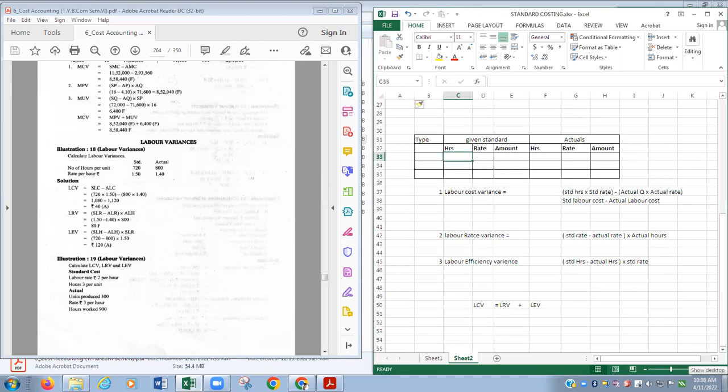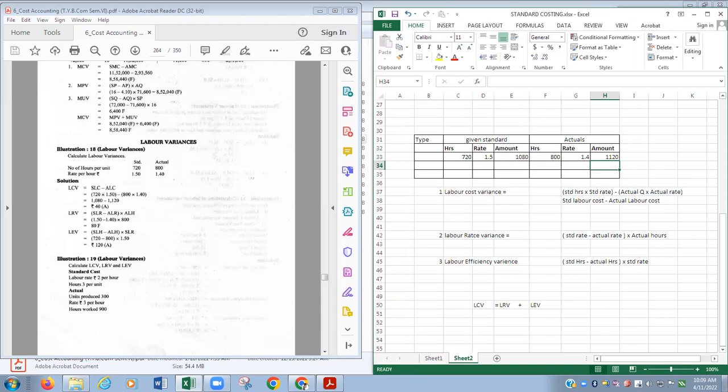So I'll first put the standard hours, that is 720. Rate is also given, standard rate 1.50. If I multiply 720 into 1.5, I get 1080 rupees. So I should have spent 1080 rupees on 1 unit of this output. Now let us see how much I have actually spent. I have spent on 800 hours at the rate of 1.40, so the amount spent is 800 into 1.40, which is 1120. Now let us calculate all three variances.